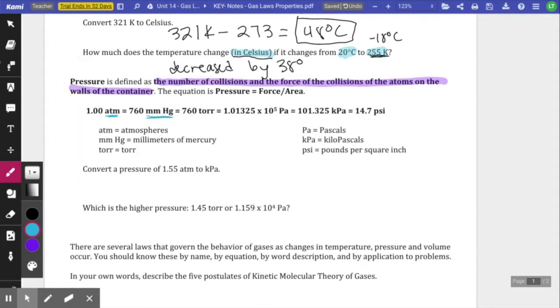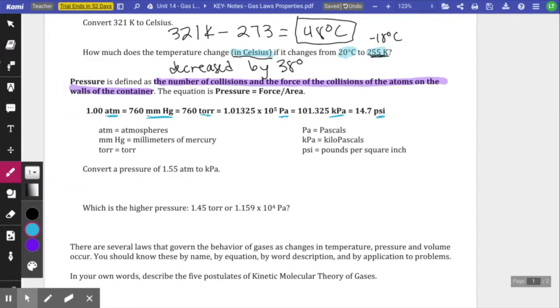Then we have millimeters of mercury. Fun fact, or not fun fact, depending on how you look at it: in the US, instead of millimeters of mercury, for most of our things we use inches of mercury. So there you go, a little bit of customary versus metric. Then we have torr, named after a scientist, I believe Torricelli. I'll have to check my pronunciation. And then we have pascals, kilopascals, and PSI. Whenever we're talking about weather, we measure in inches of mercury.